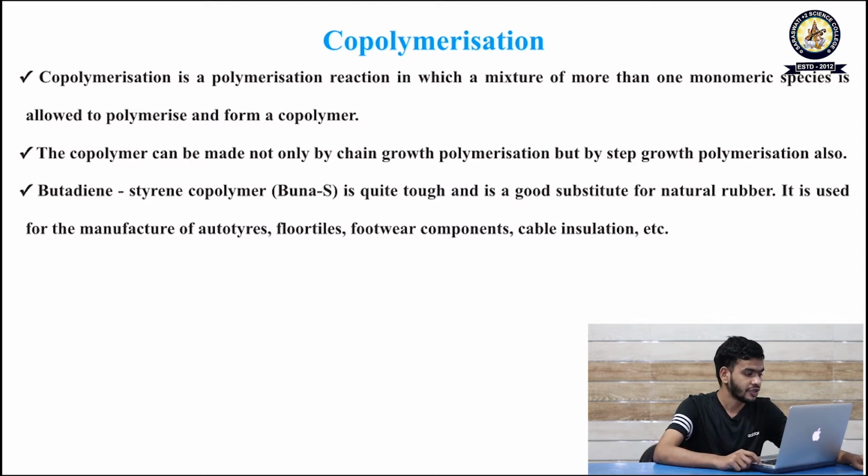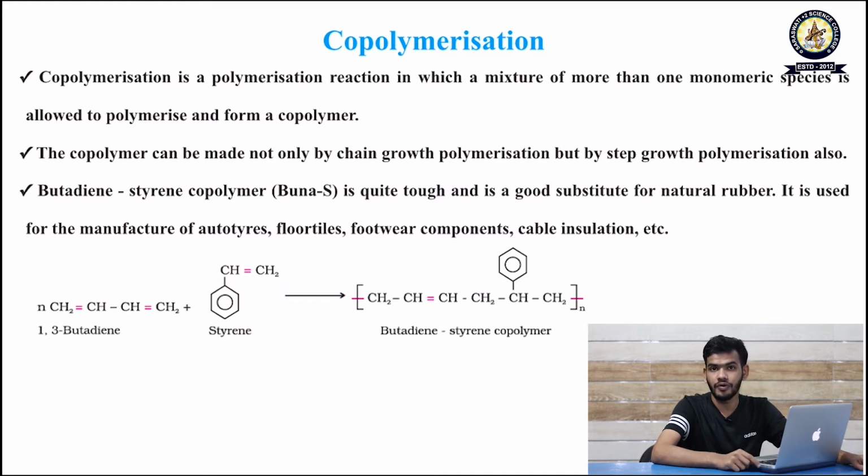Similarly, the butadiene styrene copolymer is known as BUNA-S. It is formed by the copolymerization of 1,3-butadiene and styrene. Since two different types of monomers are used to synthesize this butadiene styrene copolymer, this is a copolymerization reaction. This BUNA-S rubber is a very good substitute for natural rubber, and it is used for the manufacture of auto tires as well as cable insulation.